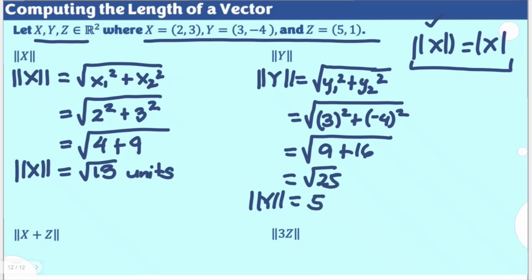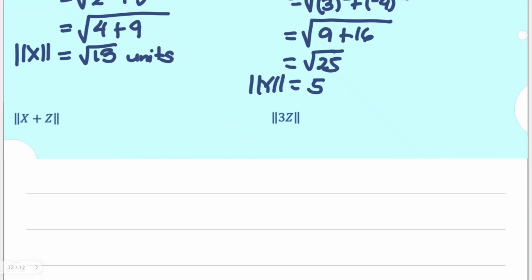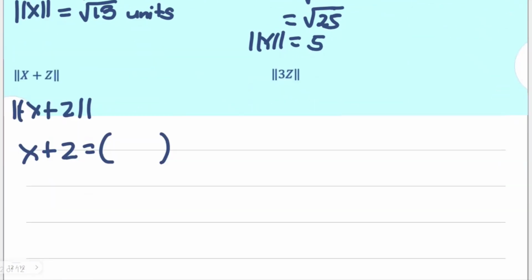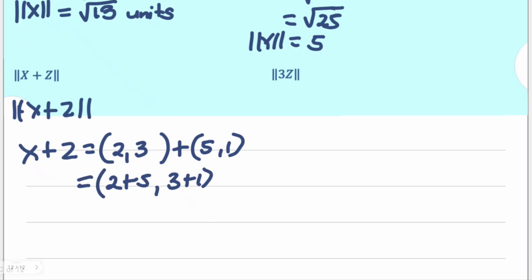Again, the length or the norm of a vector should be greater than or equal to 0, or positive, or at least 0. So that's very clear that we only take 5 here. Now, moving forward to the last two examples, for the norm of the sum of x and z, you can always start with the sum of x and z first. So let's start with that sum. The components of x are 2 and 3, plus the components of z, which are 5 and 1. This means we have 2 plus 5, 3 plus 1. You have here 7 and 4. You can automatically add if you would like to, but nevertheless, I'm showing the steps.